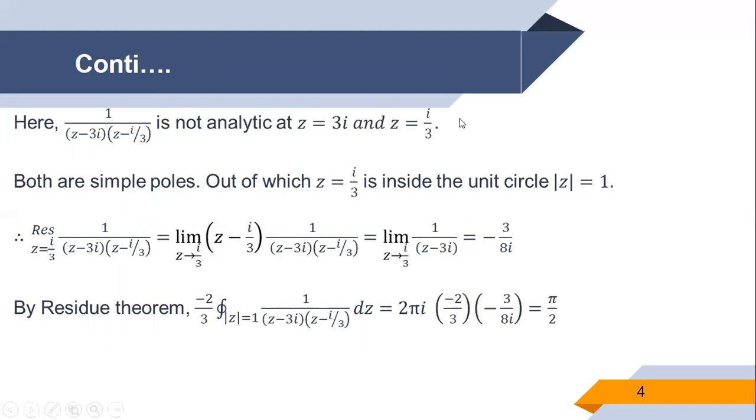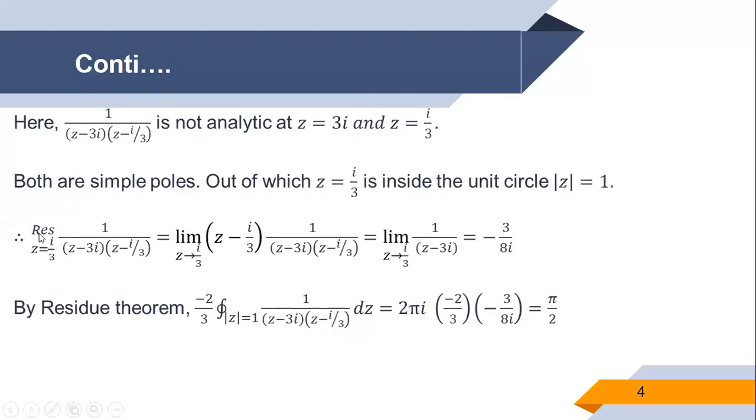Similarly, z is equal to i by 3. Mod of i by 3 is nothing but 1 by 3, and 1 by 3 is less than 1. Therefore, z is equal to i by 3 is inside. So 3i is outside, i by 3 is inside.